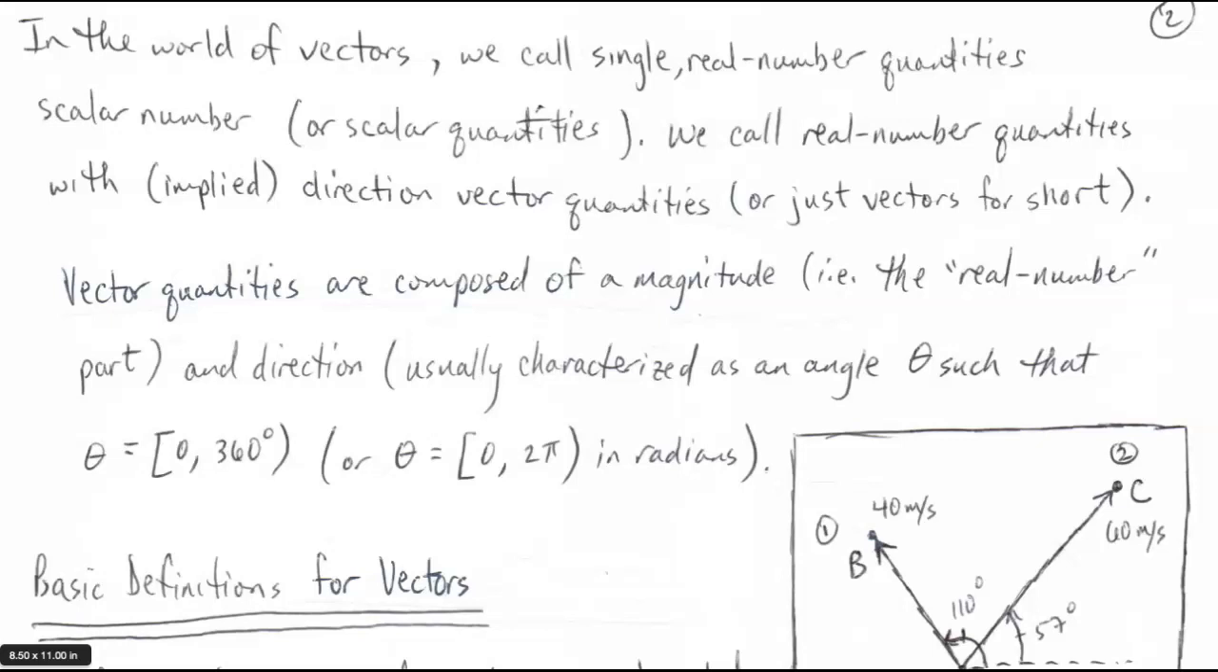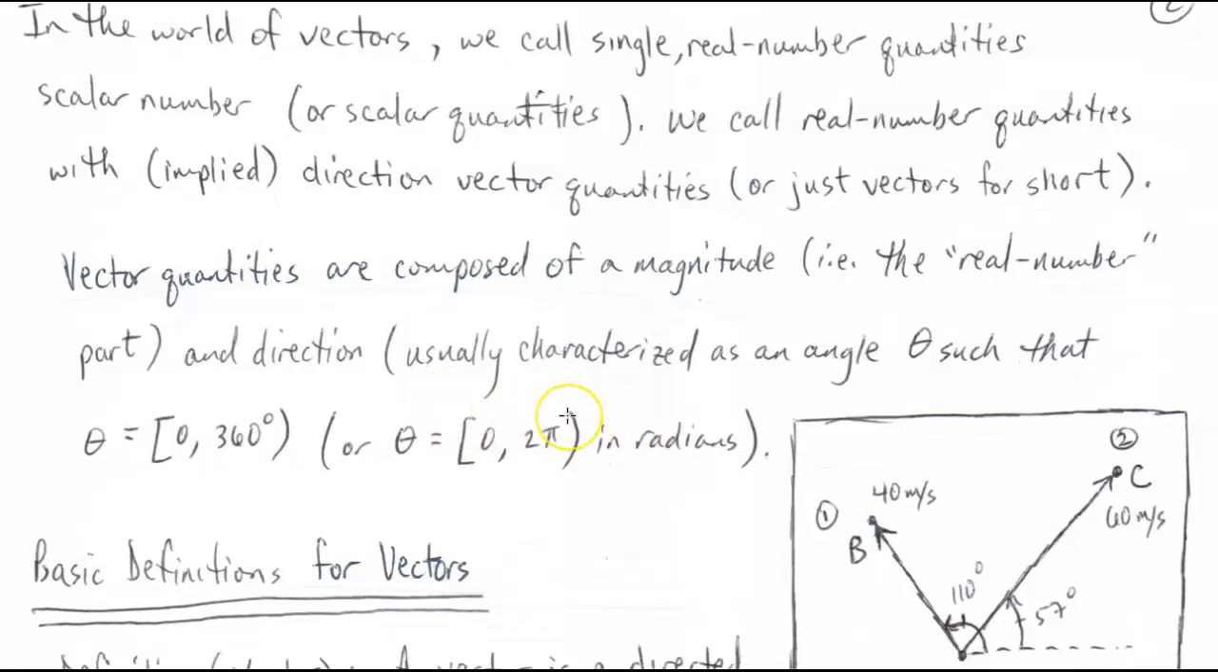A scalar is just a real number. A vector is a real number with some kind of implied direction to it. Vector quantities are composed of magnitude and direction, and we usually characterize a direction by some angle. That angle could be anywhere from 0 right up to 360 degrees. We don't actually include 360 degrees because that's the same as 0 degrees.